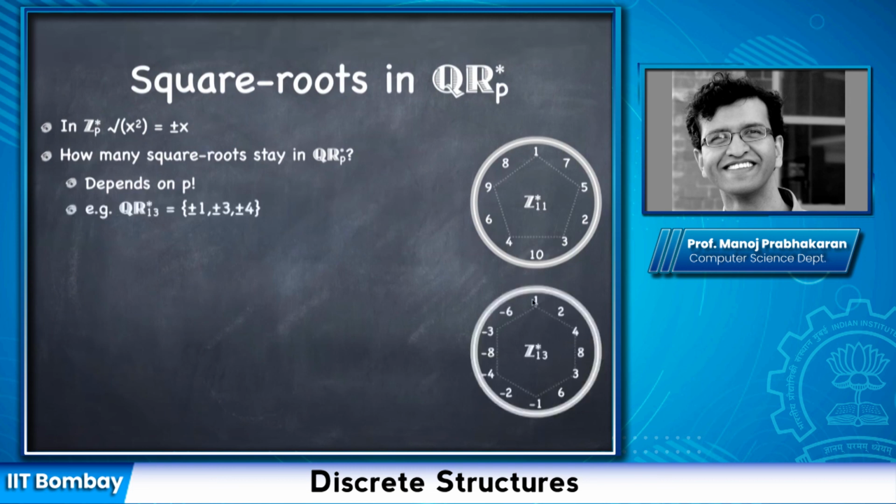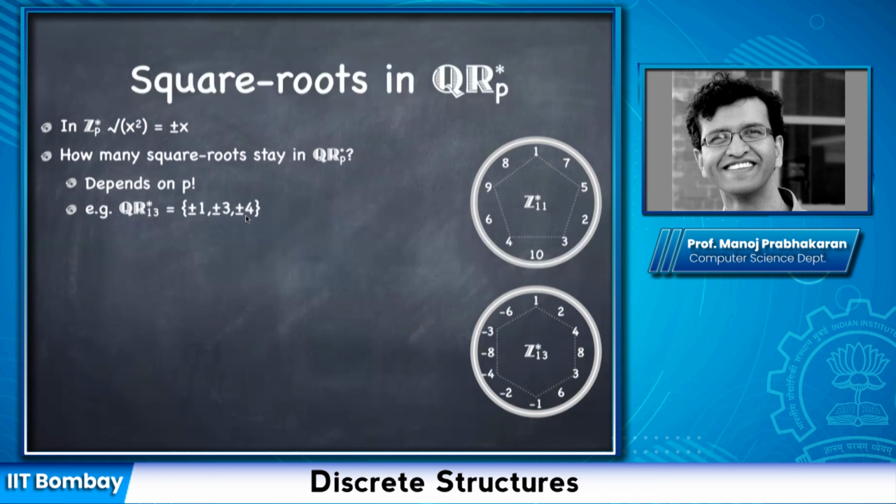However, if instead of Z11 star I looked at Z13 star, 13 is also a prime. In this case, this is what the quadratic residues look like, this hexagon that you see here. And interestingly enough, minus 1 is a perfect square. In fact, QR13 star consists of 3 numbers and their negatives.